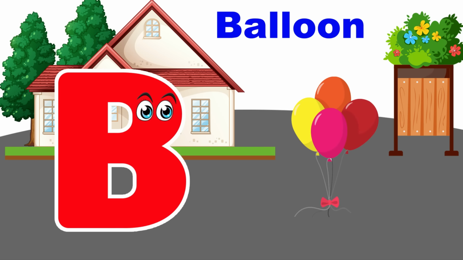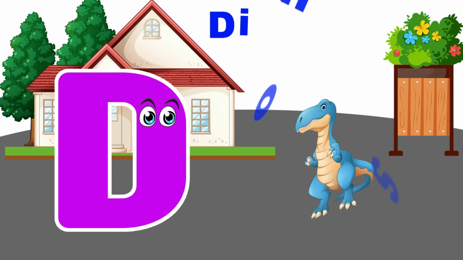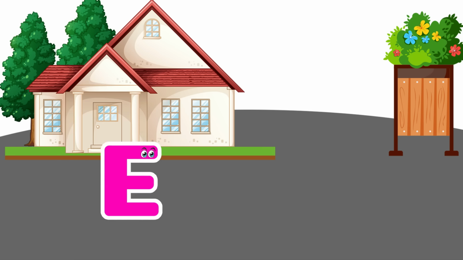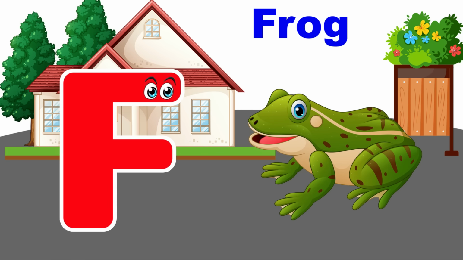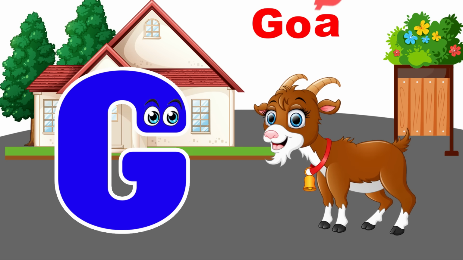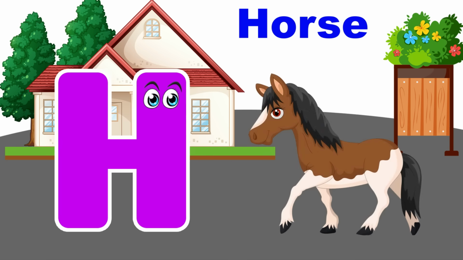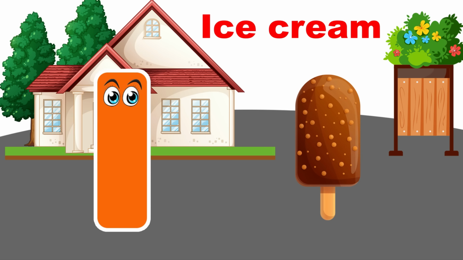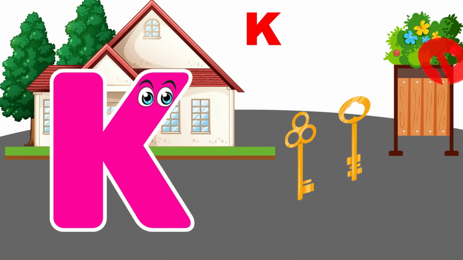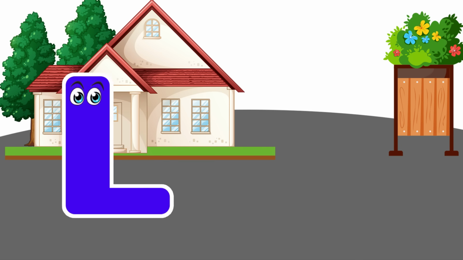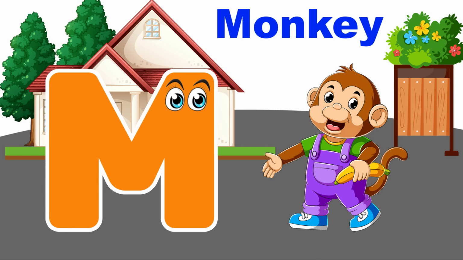Balloon, balloon. C, car, car. D, dinosaur, dinosaur. E, elephant, elephant. F, frog, frog. G, goat, goat. H, horse, horse. I, ice cream, ice cream. J, juice, juice. K, keys, keys. L, lion, lion. M, monkey, monkey.